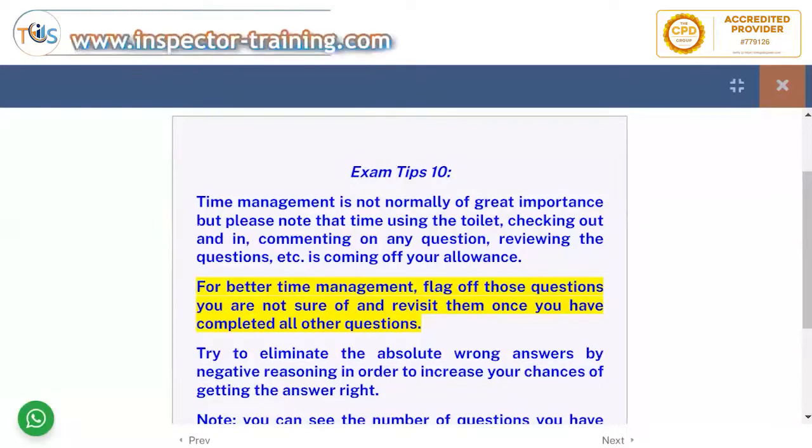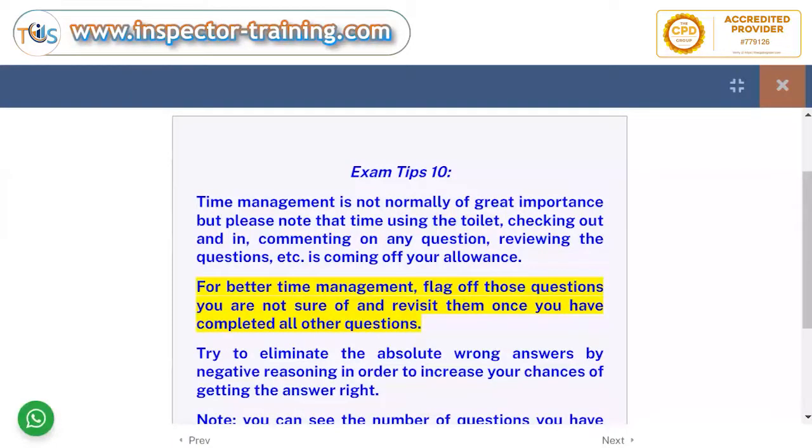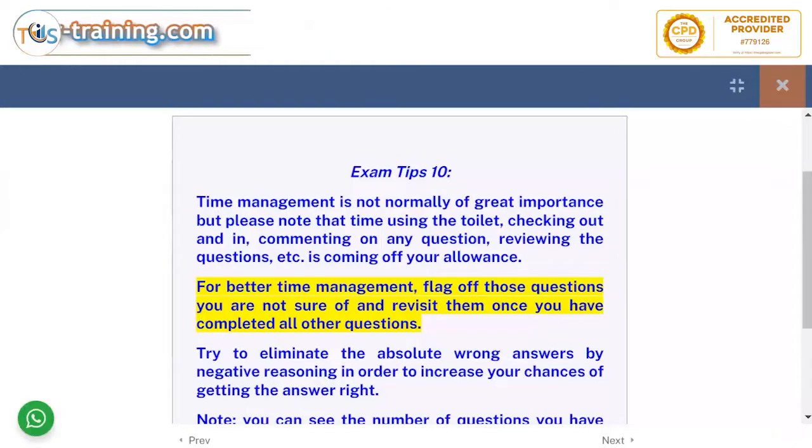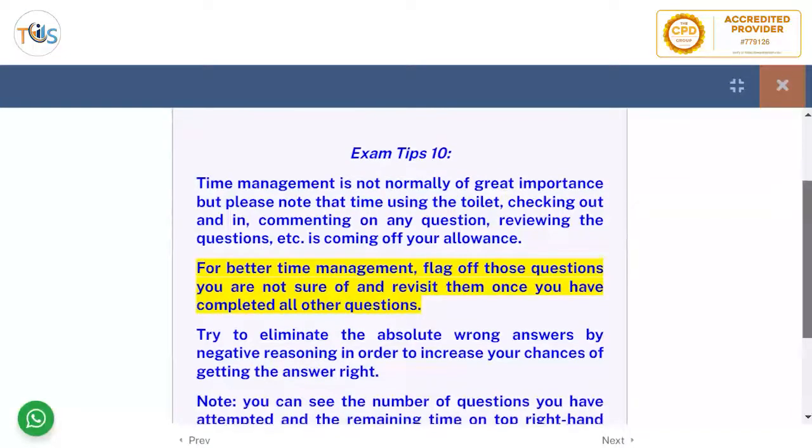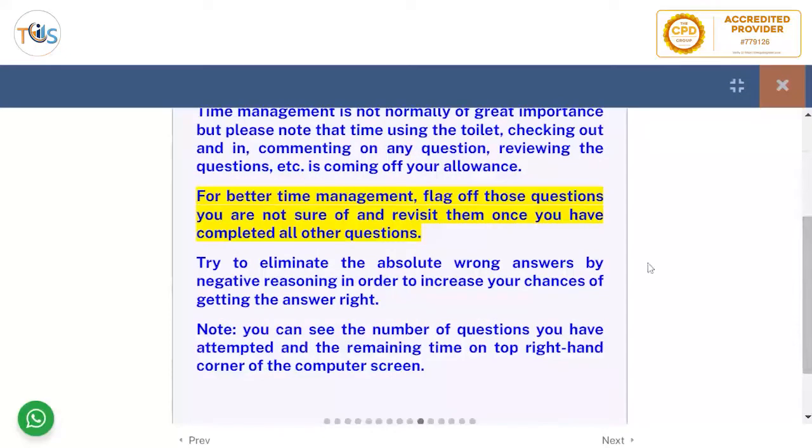For better time management, flag those questions that you're not sure of or that take more than 1 minute, and revisit them once you have completed all the other questions. On average, you have 1.5 minutes to answer each question. Keep an eye on the number of questions you have attempted and the remaining time on the top right-hand corner of the computer screen.